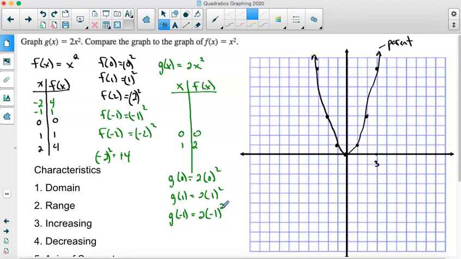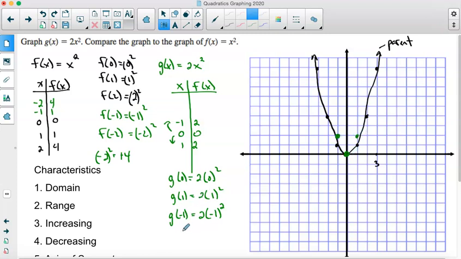Again, I'm going to do negative 1 squared, which is negative 1 times negative 1, which is 1. And 1 times 2 is 2. So when x is negative 1, my y value is also 2. And that should happen because this is how I have symmetry. As I move to the right one, I can get to a y value of 2. As I move to the left one, I get to a y value of 2. So I'm going to plot these 2 points: 0, 0, and I got 1, 2, and negative 1, 2.